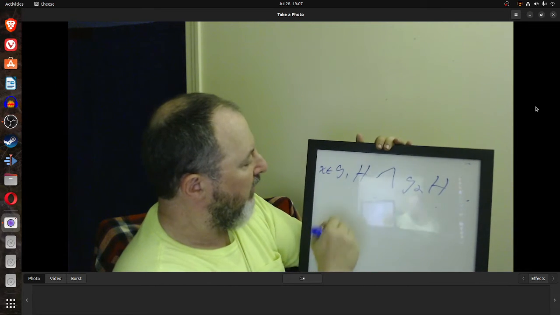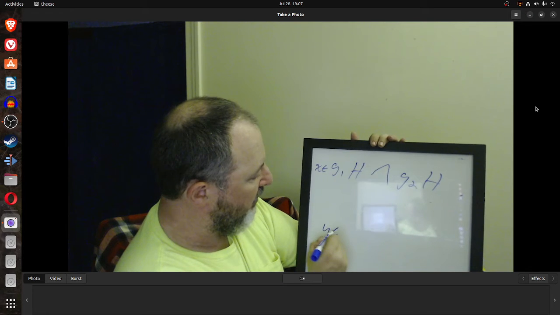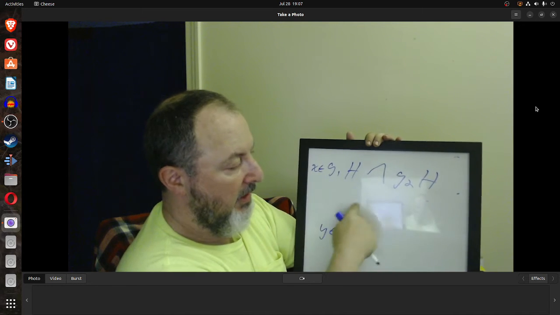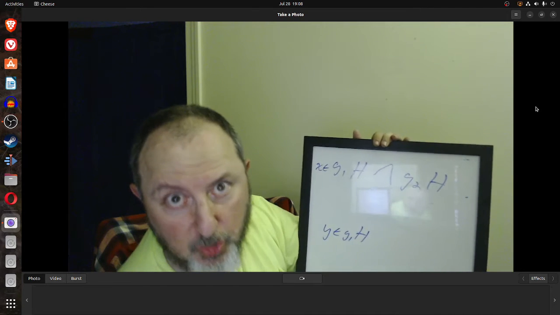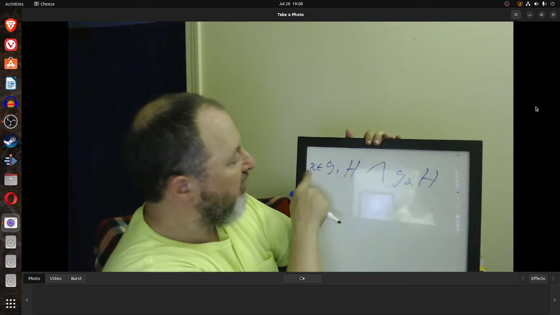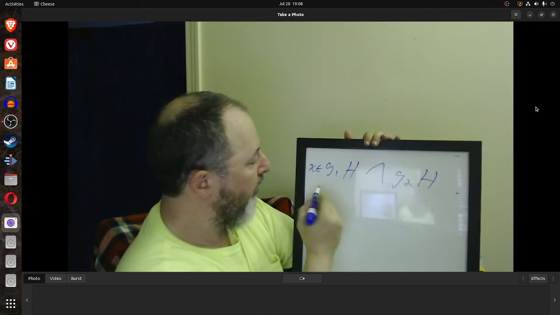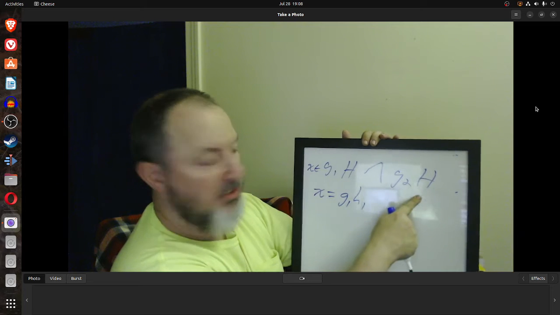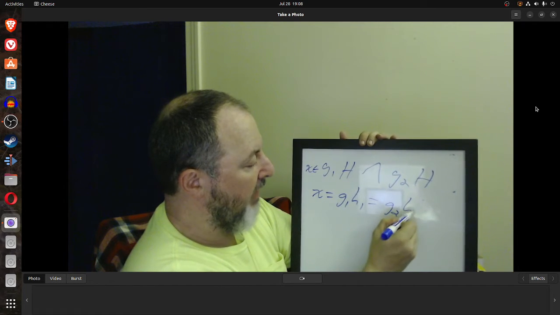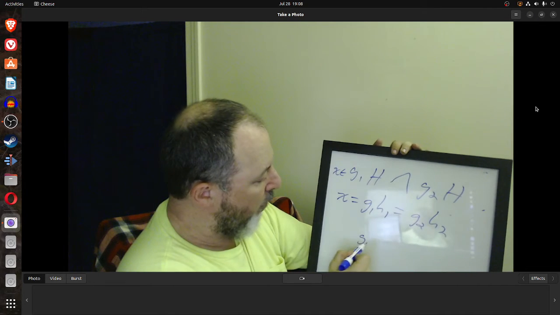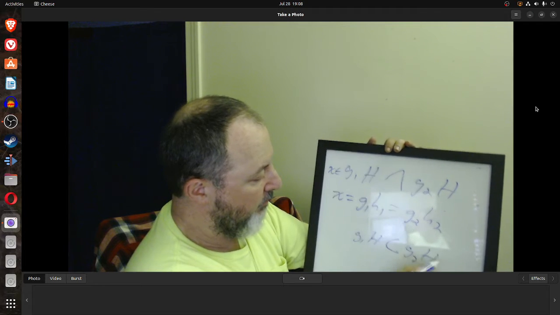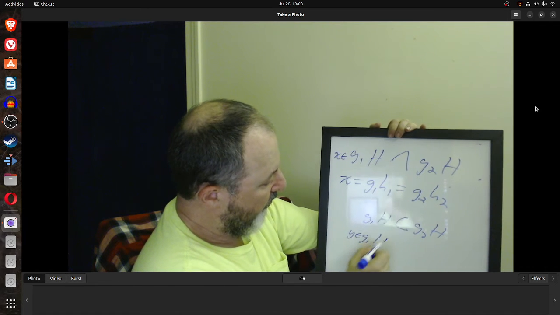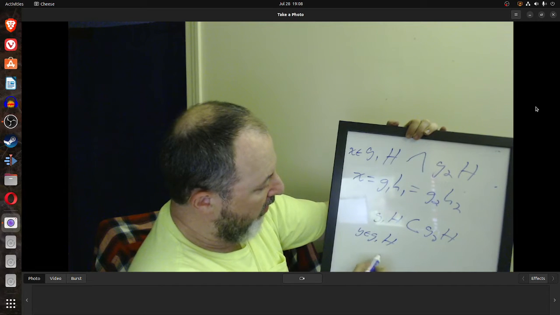So what I want to do is show that if y is in g1H, then it's in g2H. I'm going to show containment in each direction and show that g1H equals g2H. Okay? So I'm going to show that this being non-empty implies these two are the same set. So x has got to be, if it's in g1H, it has the form g1h1. But if it's in g2H, then x has the form g2h2. Now I'm going to show g1H is a subset of g2H. If y is an element of g1H, then y has the form g1h1.